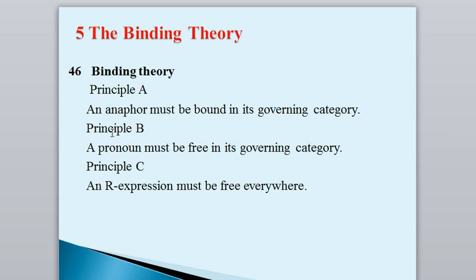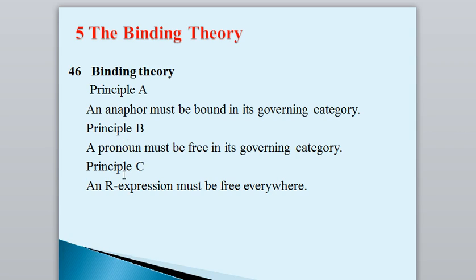The second one, Principle B: a pronoun must be free in its governing category. And as I told you, a pronoun like he or him doesn't need an antecedent in its sentence and in its governing category. So a pronoun must be free in its governing category, in its domain. This is Principle B.